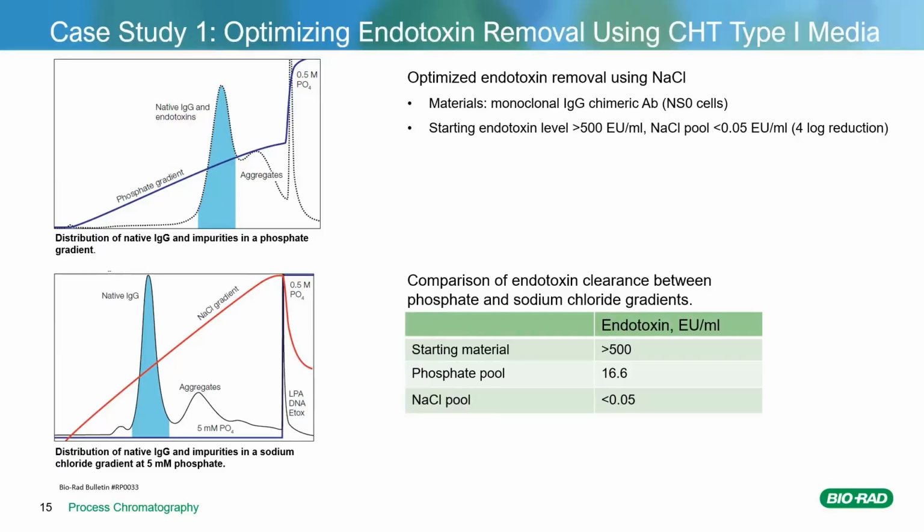It has been observed that very slight increases in phosphate concentration and sodium chloride gradients increase the level of endotoxin slightly in the elution pool, indicating that there is also a smaller cation exchange component to endotoxin's interaction with CHT. In this particular case study, endotoxin was completely depleted from the antibody to levels below detection.